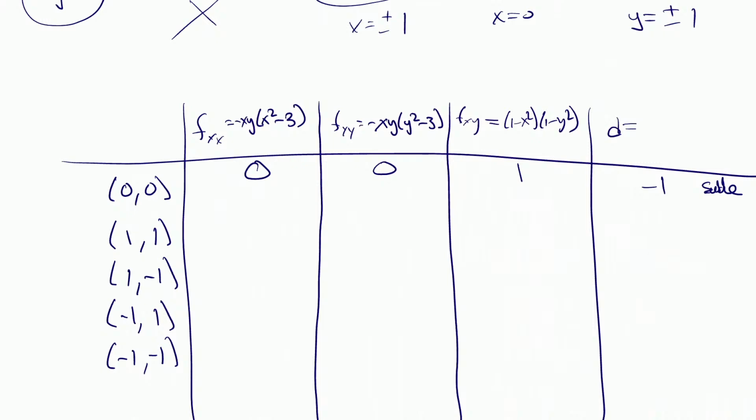Negative, negative. We have negative 1 times positive 2. Positive 2. This is also positive 2. This is 0. So that's going to be 4. So that's going to be a min. How I know it's a min is this is positive and both of those are positive. When these are both positive, then you have concave up, minimum.